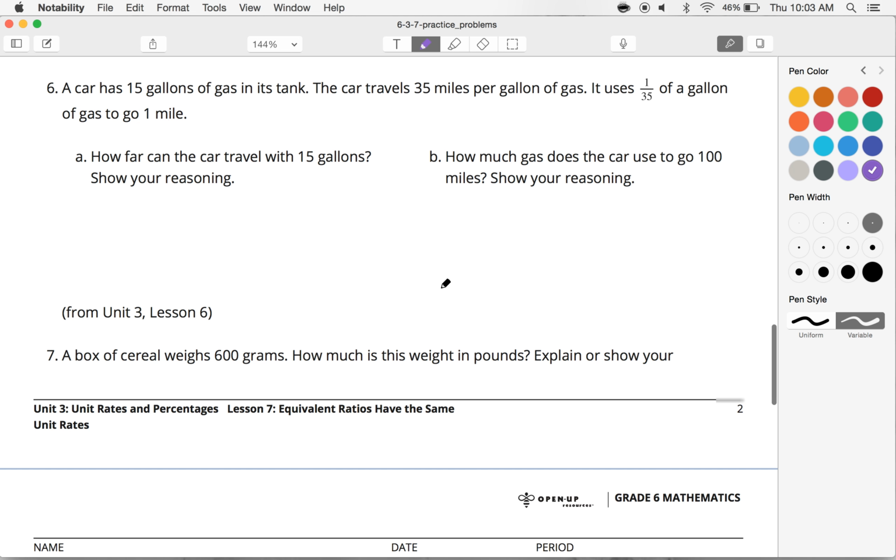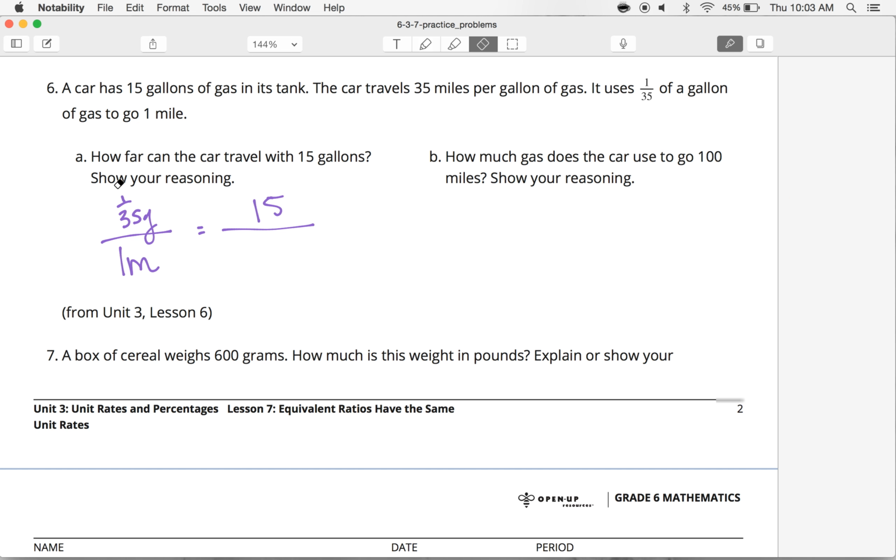A car has 15 gallons of gas in its tank. The car travels 35 miles per gallon of gas if it uses 1/35 of a gallon of gas to go 1 mile. How far can your car go in 15 gallons? So, if you know that 1 mile is 1/35 of a gallon, how do I get to 15? So I have to think, how can I get from 35 all the way to 15? What are you going to be multiplying by?